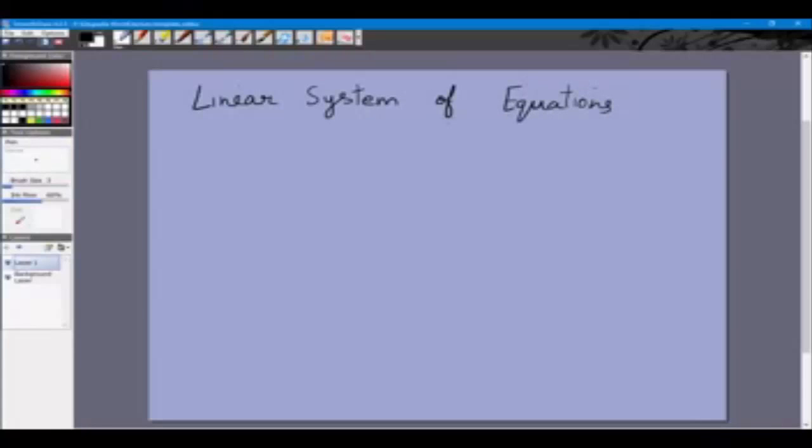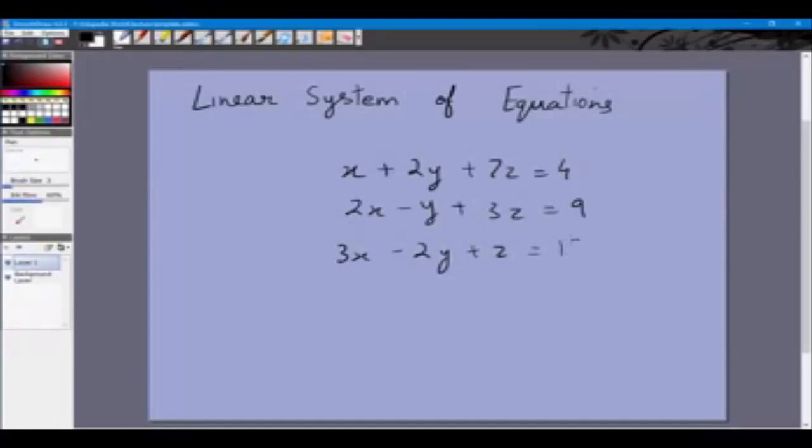It is, for example, a system of the form x plus 2y plus 7z is equal to 4, 2x minus y plus 3z is equal to 9 and 3x minus 2y plus z is equal to 15. We've all seen equations like these before, and sometimes they might not end up having solutions, but generally if you have 3 equations and 3 unknowns, you're going to get one standard set of solutions, that is x is equal to a particular value, y is equal to, and z is equal to.